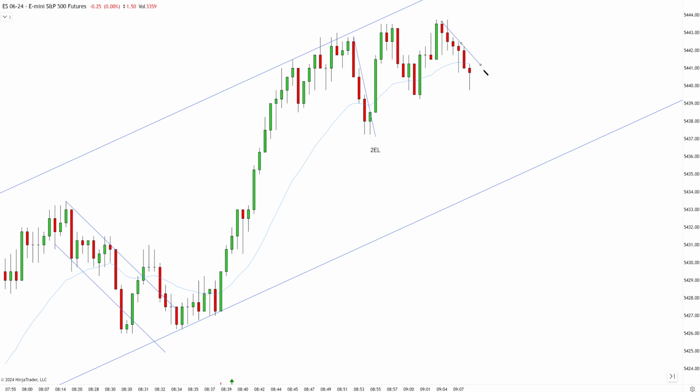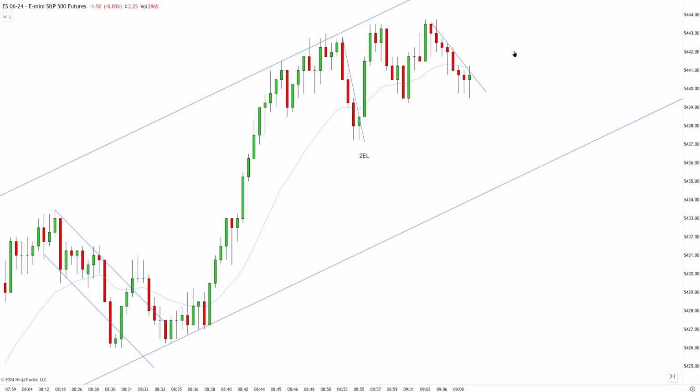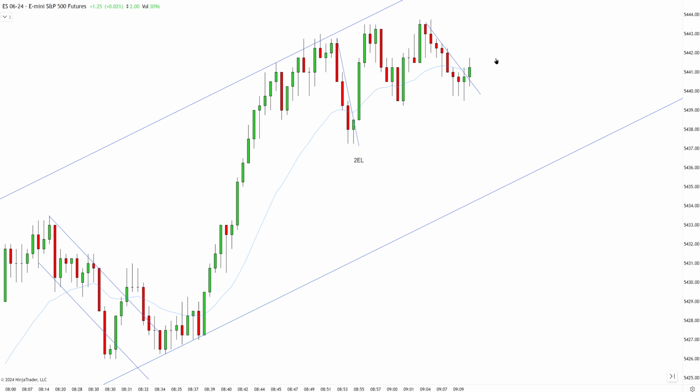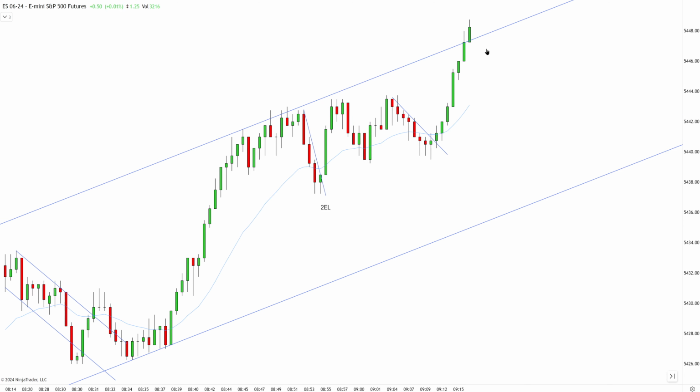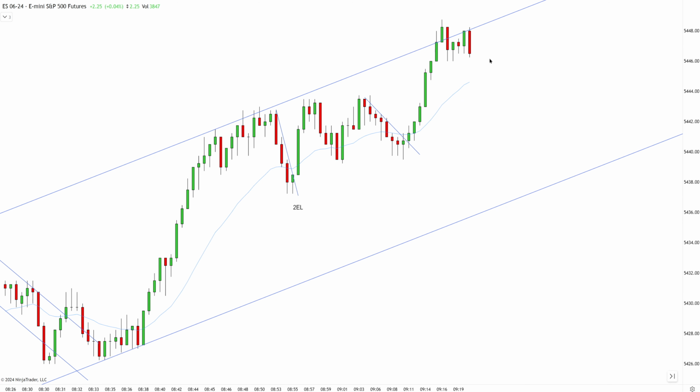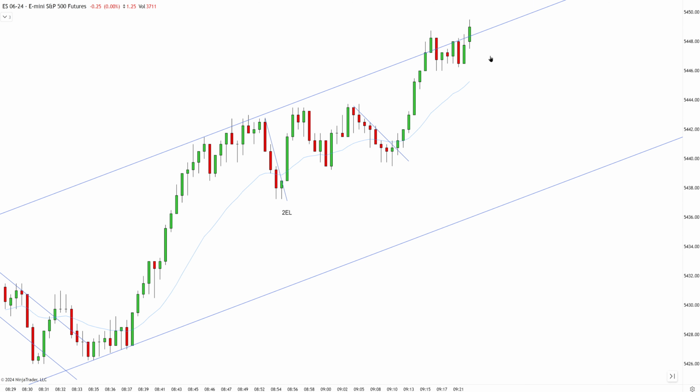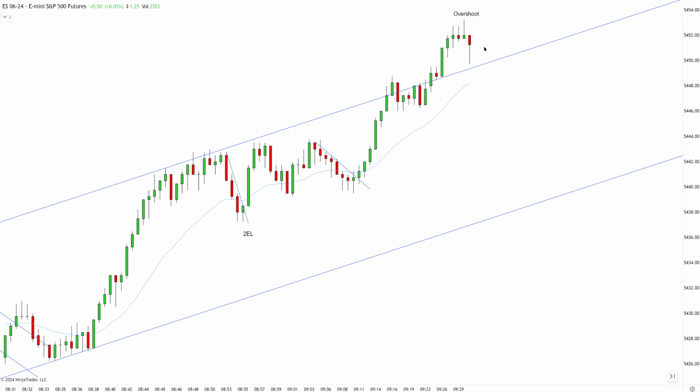I'm going to redraw the downtrend working lower. I'm still counting for a second entry long, another first entry long below the EMA, so I still want to see a push above the EMA and a second entry long above the EMA, a high probability setup. That never formed. Market was strong, and in fact it was so strong we have an overshoot.